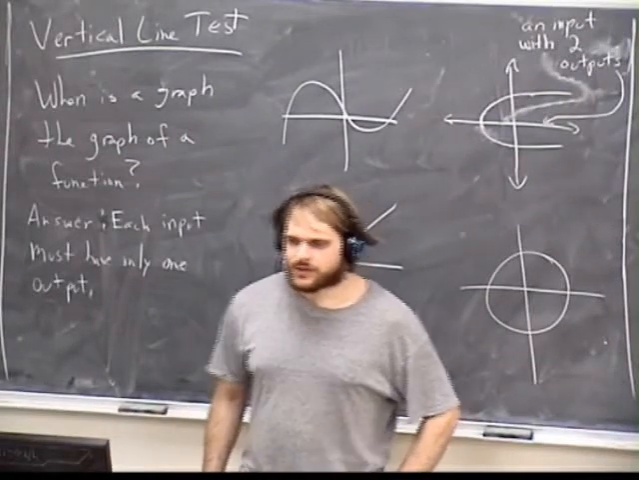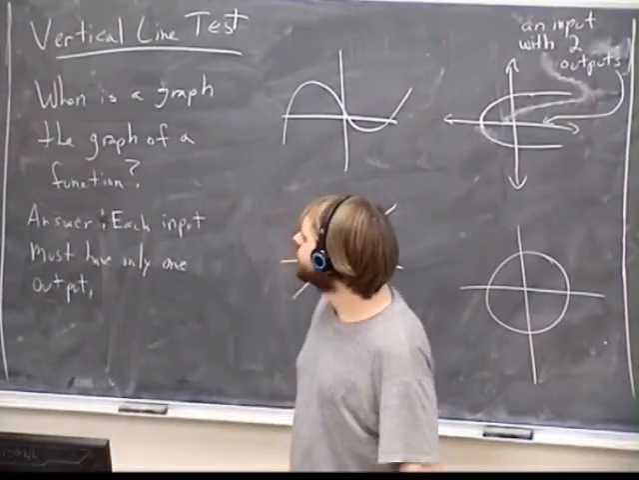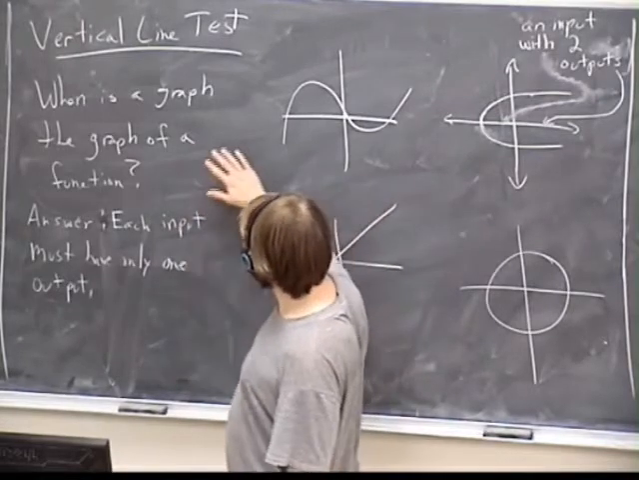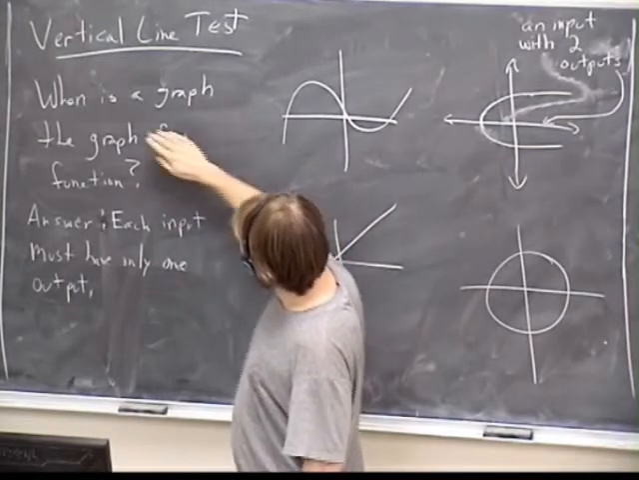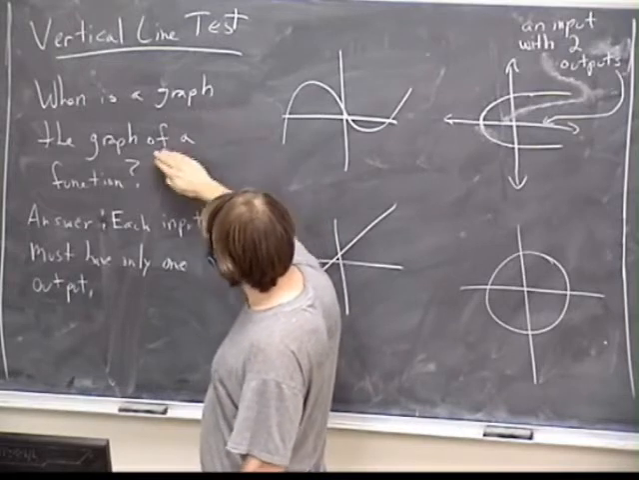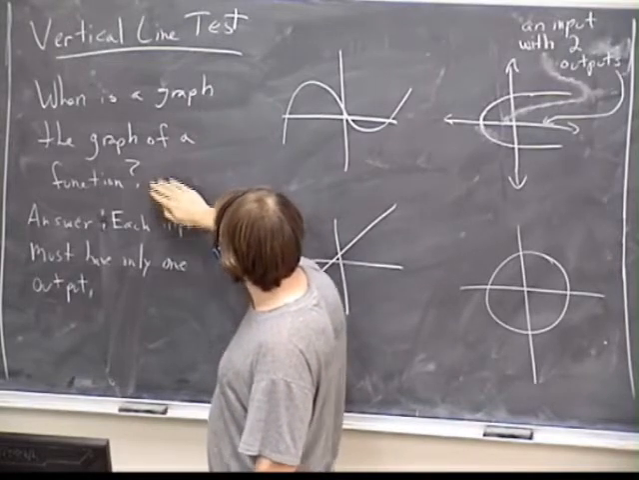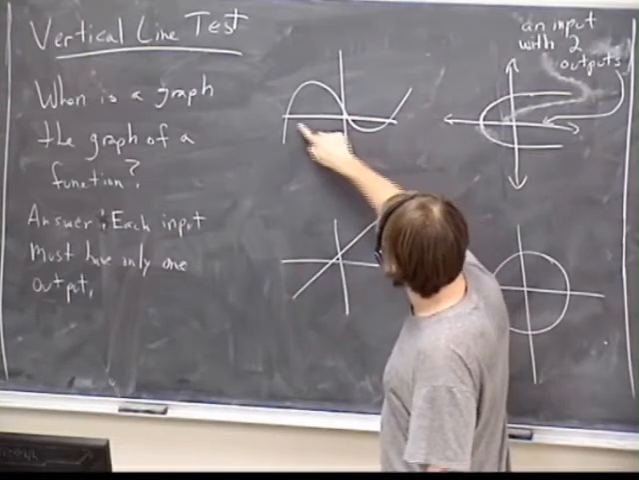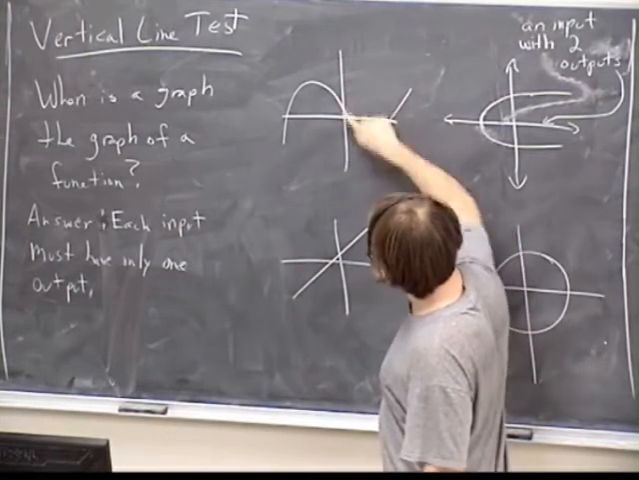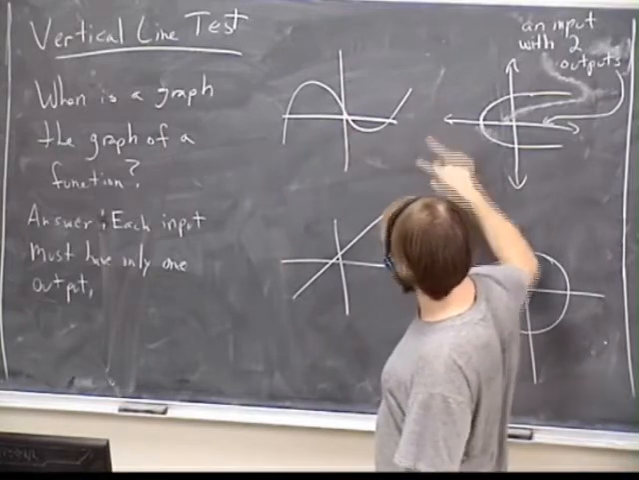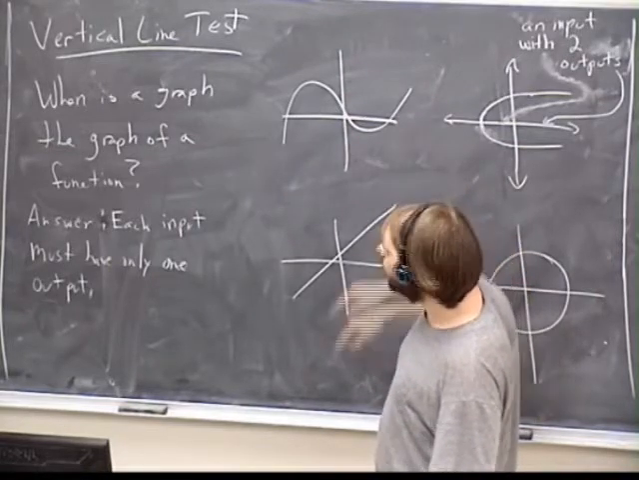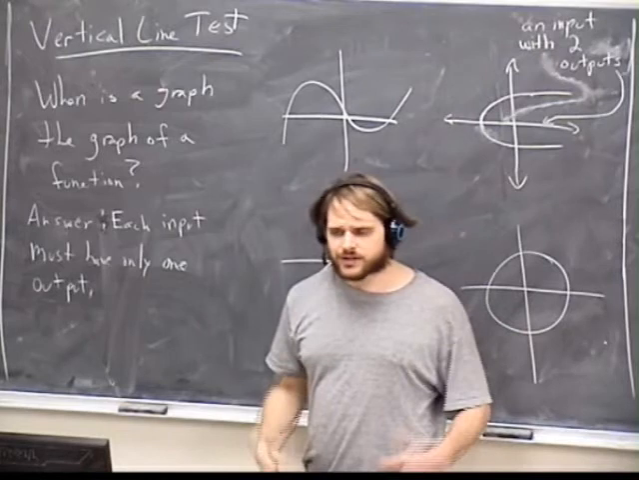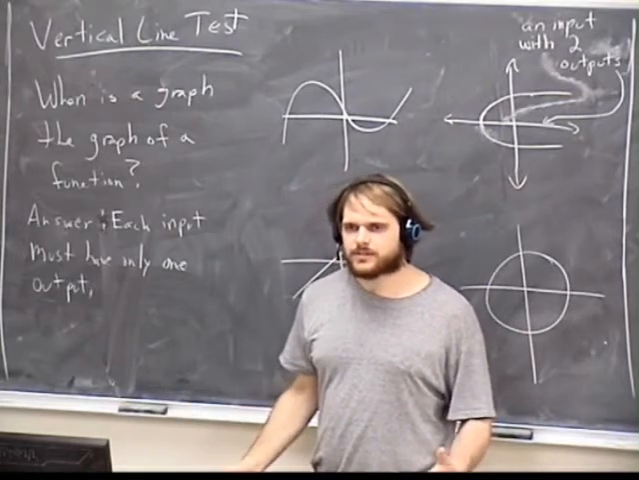Okay, now we're going to talk about the vertical line test. So the vertical line test answers the question, when is a graph the graph of a function? In other words, if I just draw two coordinate axes like this, so you have your inputs here and your outputs here, and I draw some crazy picture, when does that picture correspond to the graph of an actual function?